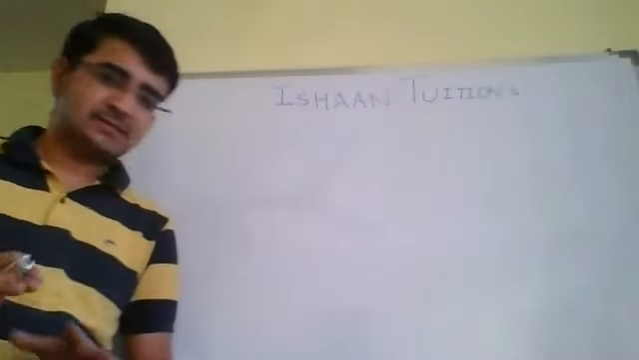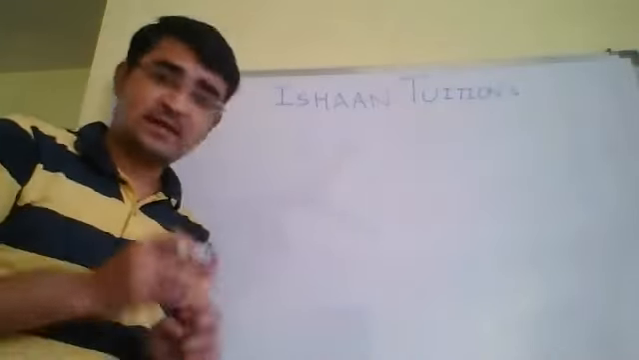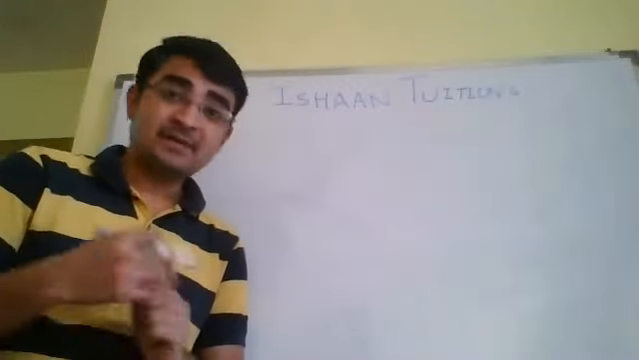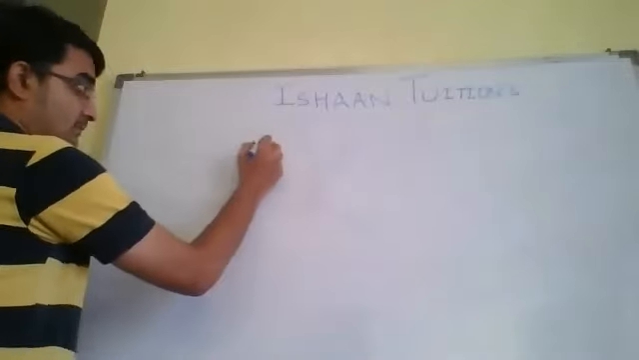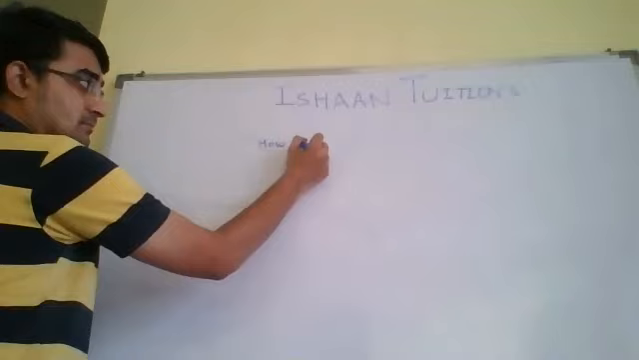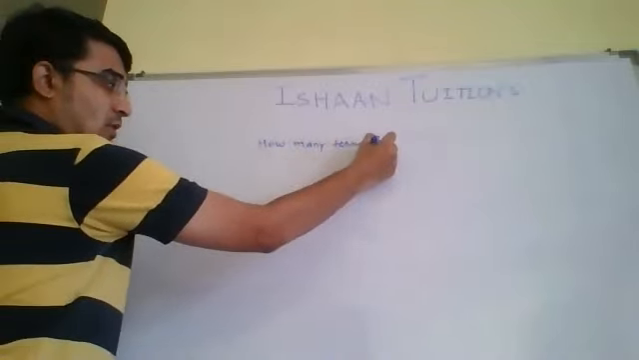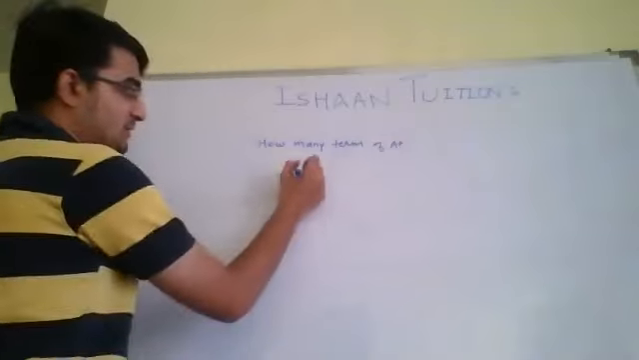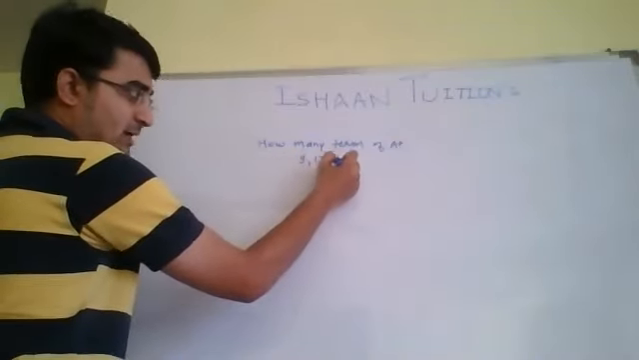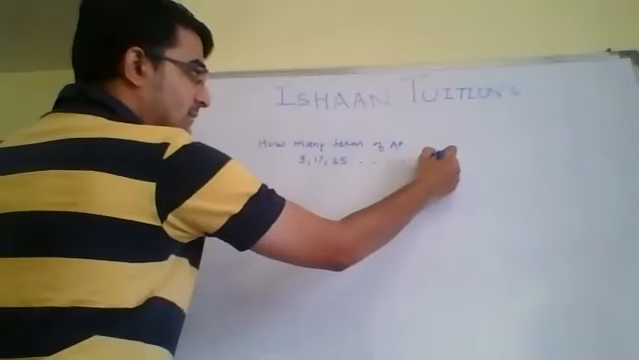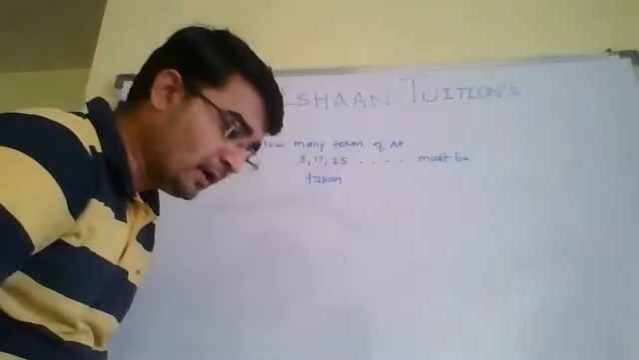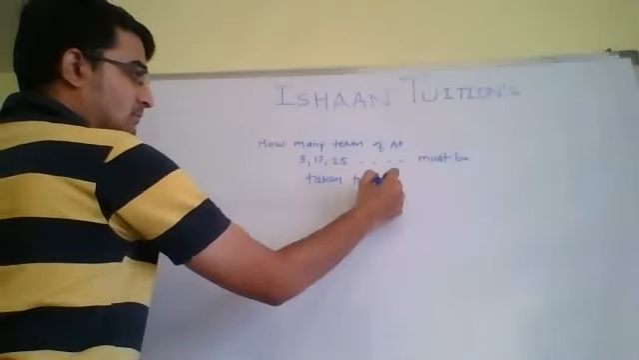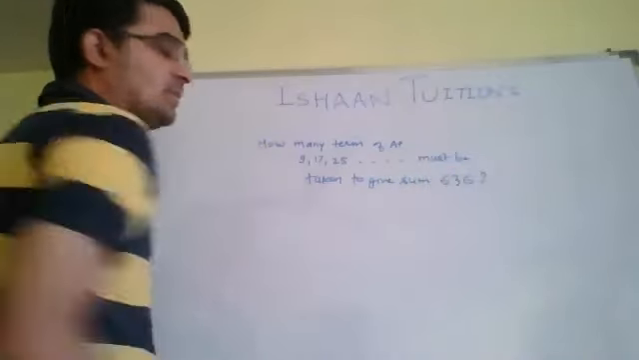Now the question is like this. How many terms of the AP, which is given to you, must be taken to get a sum of 636? So let me write the question. How many terms of the AP 9, 17, 25, must be taken to give the sum 636? Now this is the question.